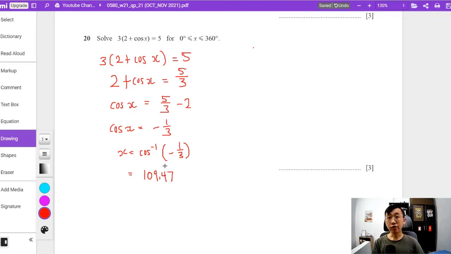Now always check for more answers. I'm going to show you how. Alright, here I will suggest the students to use your pencil, right, and find out which one will get you the answer. Alright, let me show you how. So I will write 109.47 plus 180 degree. Another one, use 180 degree minus this value, 109.47. Okay, and lastly you take 360 degree minus this value. Alright, let's find out all of this.